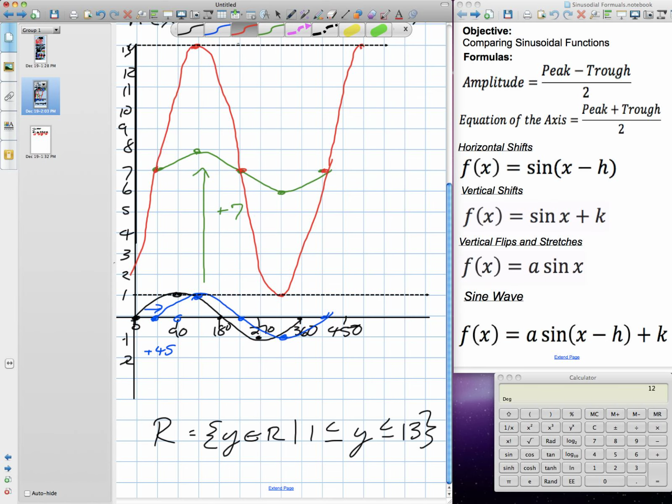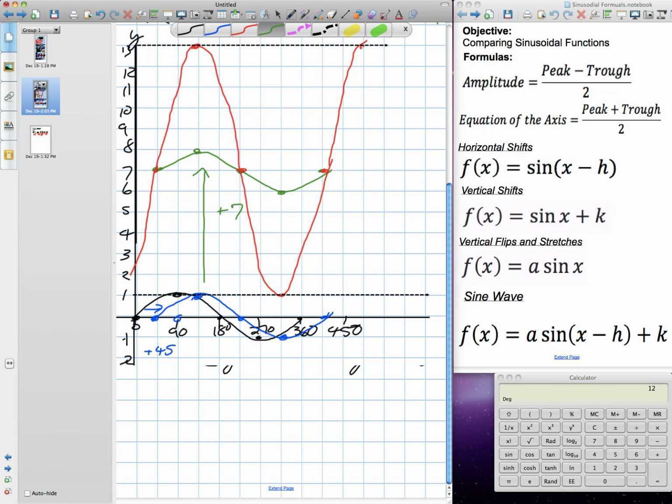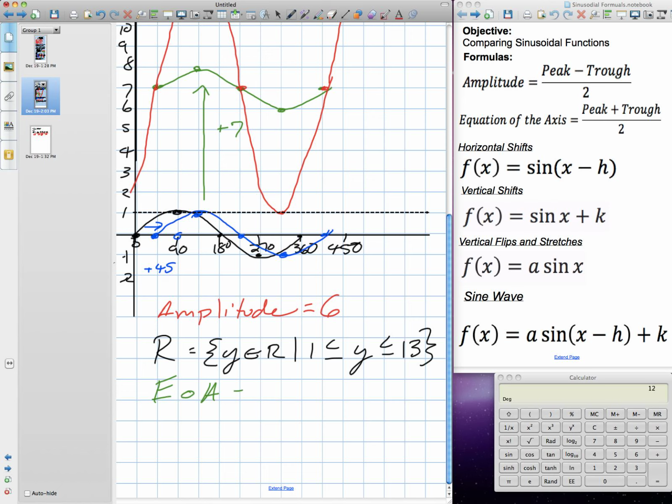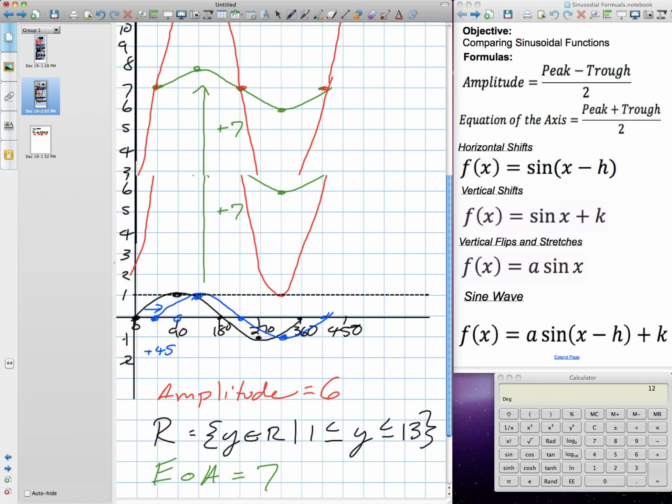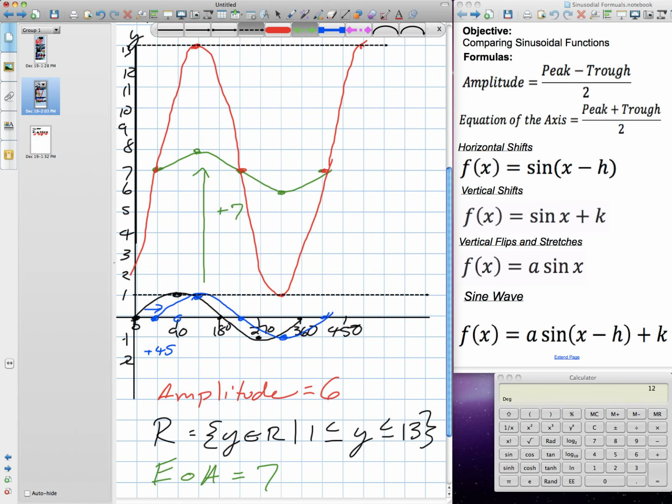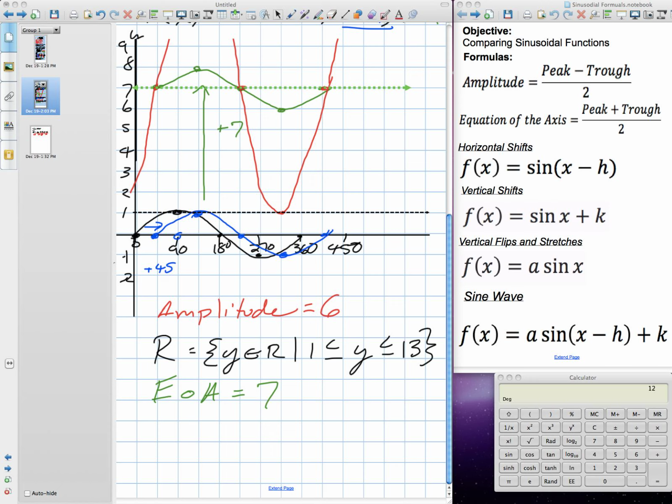Now, of this Ferris wheel, our amplitude, they asked us, we already discovered it was 6. That also means that's the radius of this circle. All right? Our amplitude is equal to 6. We know that because our A was 6. What's our equation of the axis in this one? Remember EOA? Yes, it's exactly what K is. EOA is equal to positive 7. That means that's the line running through the middle of our graph. So we'll make it green in this case. That's the equation of the axis.